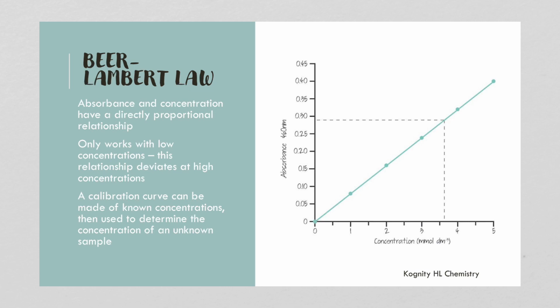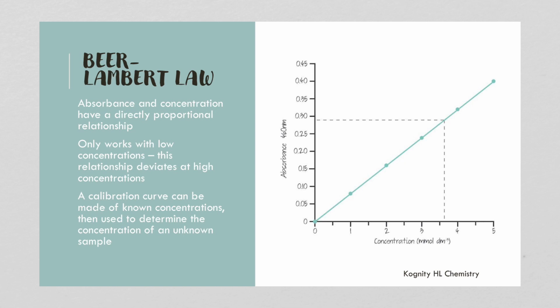In our first course of biology, we talked a little bit about Beer-Lambert's law. This law says that the absorbance and the concentration have a directly proportional relationship. As the concentration increases, the absorbance of light increases in a linear fashion. But this will only work with lower concentrations. The relationship will deviate at higher concentrations, so it won't be linear anymore. And we can actually use something known as a calibration curve, where we look at known concentrations, and then we use that to determine the concentration of an unknown sample.